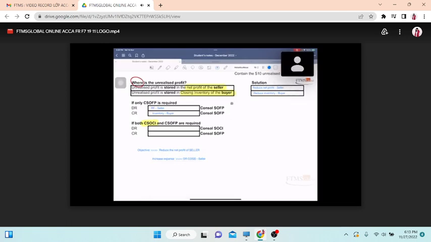So if you are asked to do a P&L, then instead of debiting retained earnings, you will need to debit COGS of the seller. Then of course, your credit stays the same.